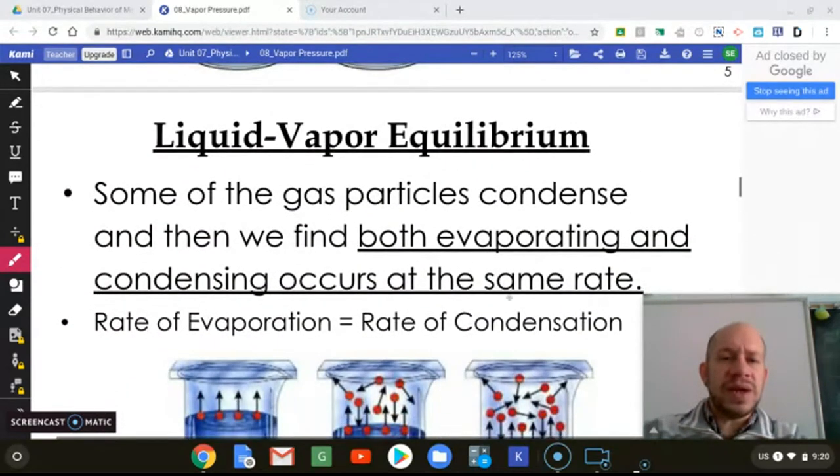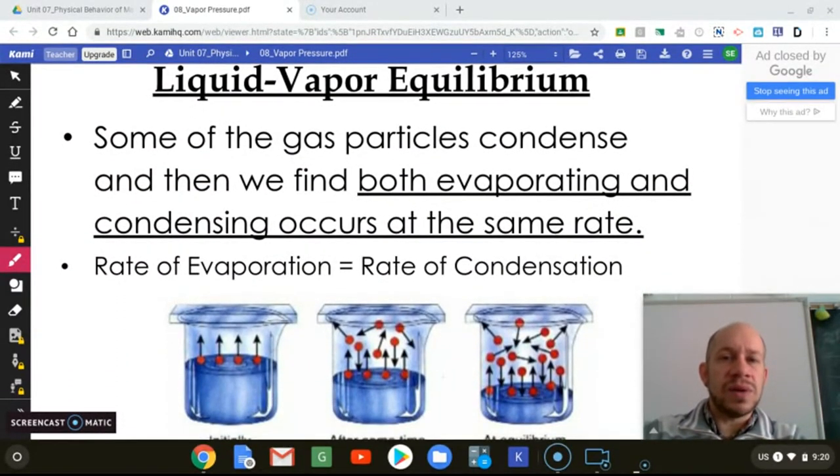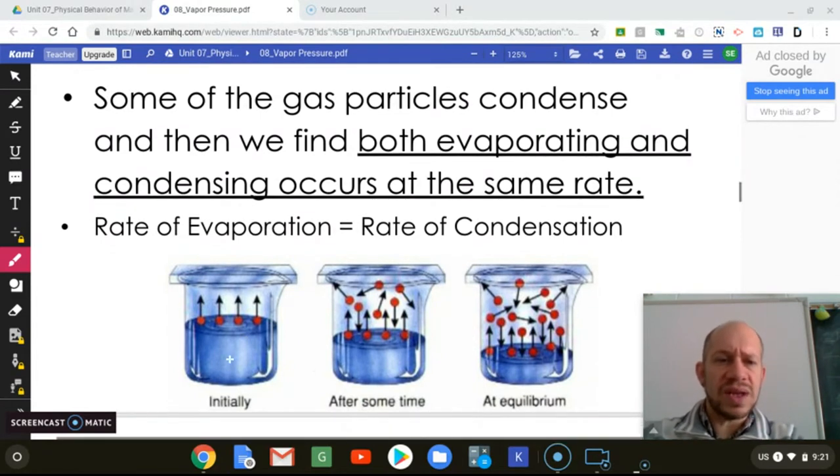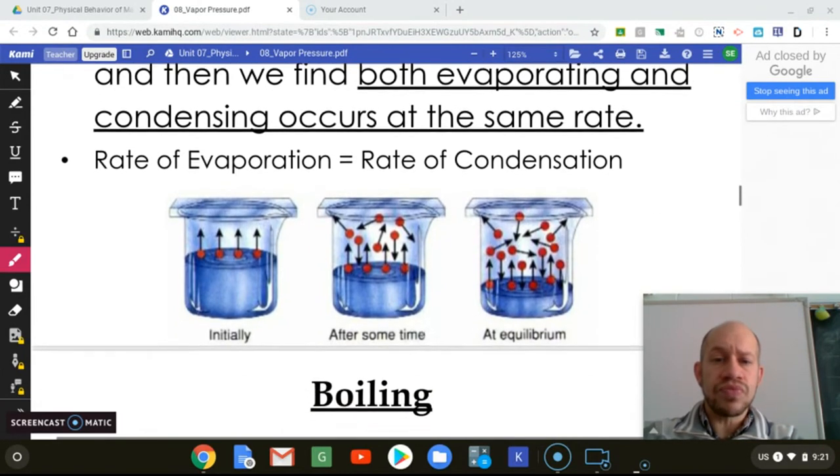In the liquid-vapor equilibrium, some of the gas particles will condense, and we find both evaporating and condensing occurring at the same rate. So when we have them at equilibrium, the rate of evaporation is equal to the rate of condensation. This is an important point to take note of, an important definition. Initially, when I first cover it up, all I have is evaporation. After some time, I have mostly evaporation and condensation begins to occur. And then at equilibrium, the amount of evaporation and condensing is equal. The rate.